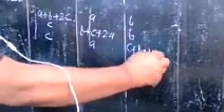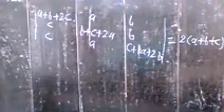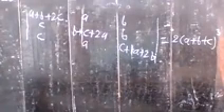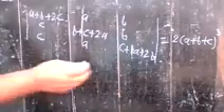Determinant of a plus b plus 2c, c. Here you have a, b plus c plus 2a, a, b, c plus a plus 2b, and it is equal to 2 times (a plus b plus c) whole cube. You have to prove it.